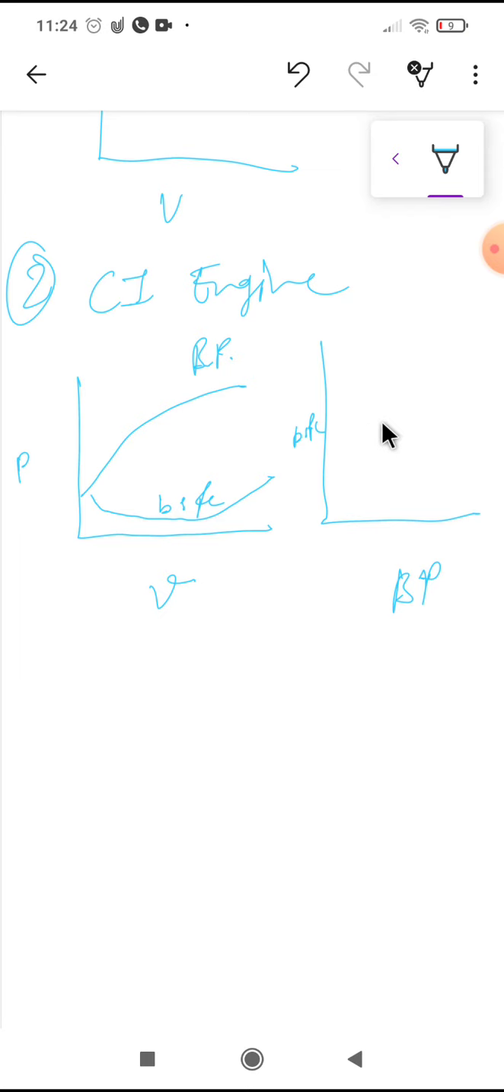So here I will just draw for different engines. First is SI engine, and the second is CI engine. So the test is being carried out keeping the speed constant and by varying the throttle from no load to maximum load in case of SI engine, or by varying the fuel supply in case of CI engine.